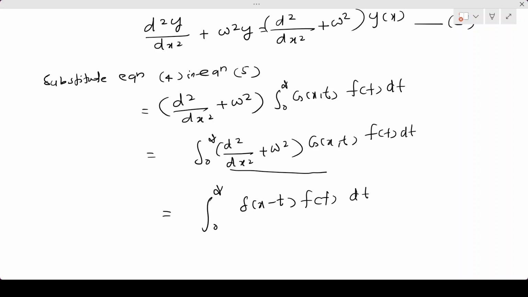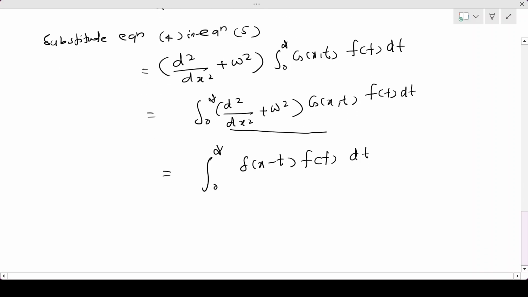Okay, delta x minus t f of t dt. Here at this point, so what is this one? So this is d square y by dx square plus omega square y, that is equal to delta x minus t f of t.